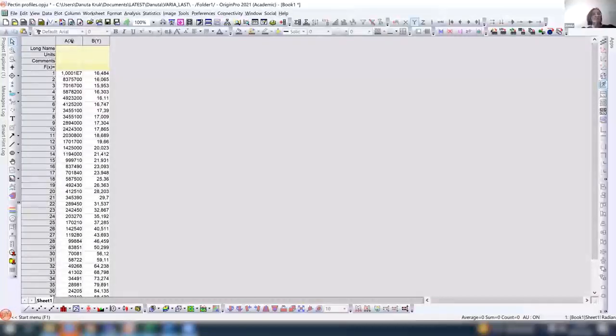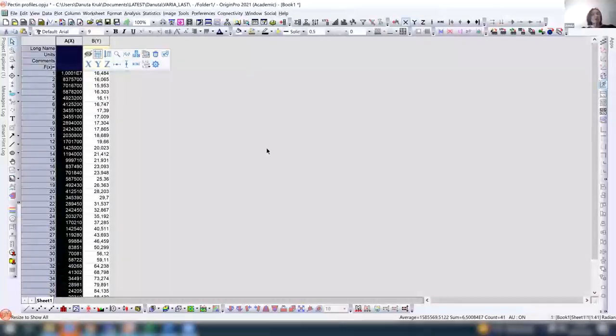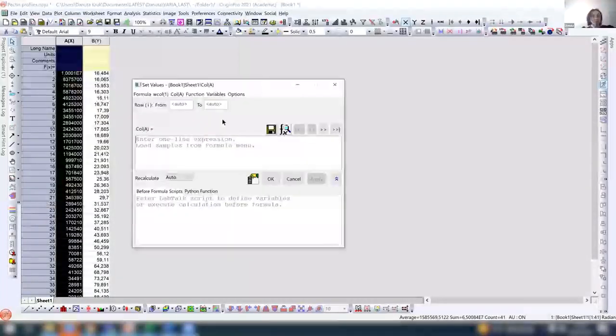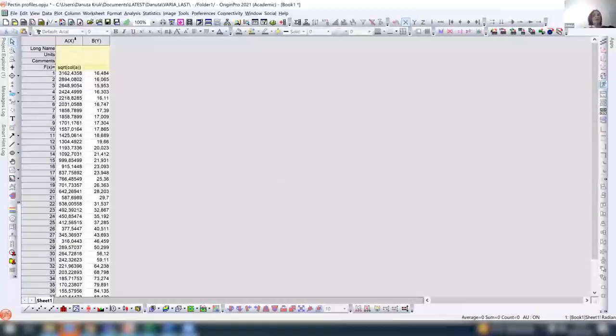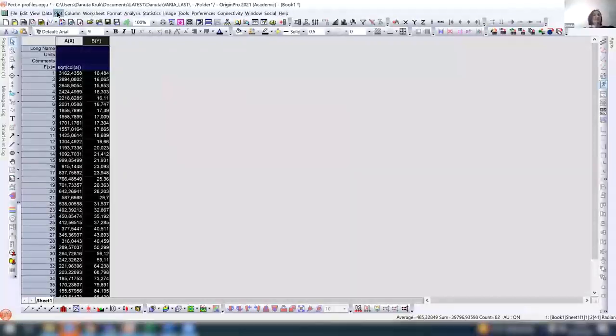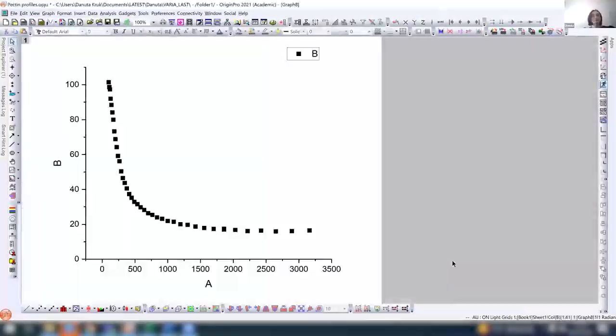I don't know what will happen, but I would propose to do it like that. Let me change the X column, which describes frequency, to square root of frequency. So column, set column values. I'm changing this to square root of frequency. Okay, I did. So let me now plot this thing.